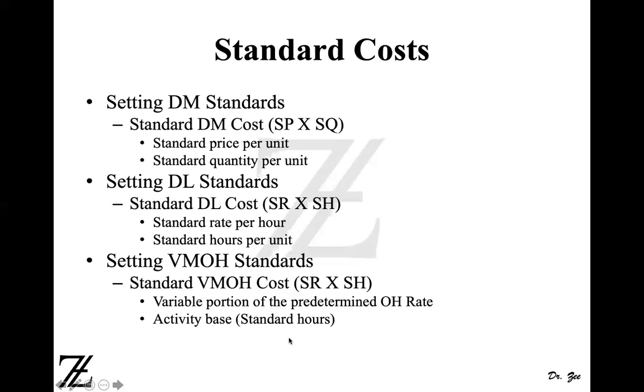Okay, so we have a variable portion of the predetermined overhead rate, just like $10 an hour, $15, $16, and then we have the standard hours, right? The machine hours or labor hours, whatever is driving the cost, we can use that. And that's based on one unit of input, okay?